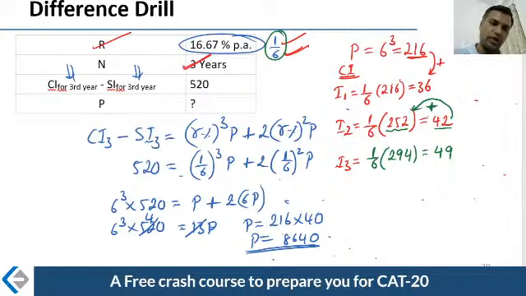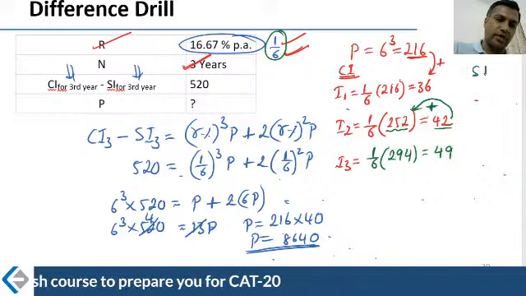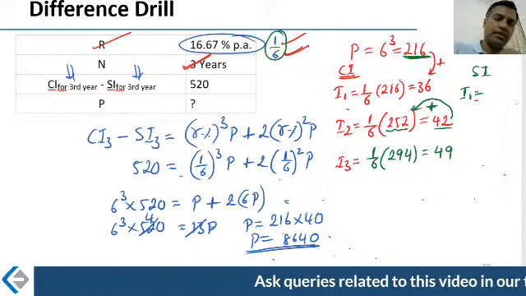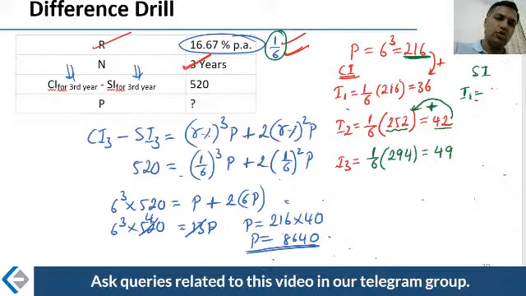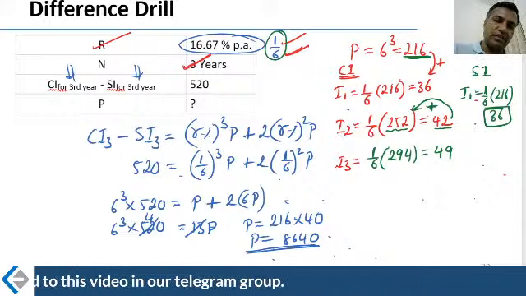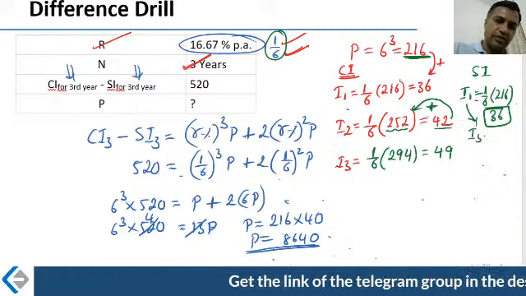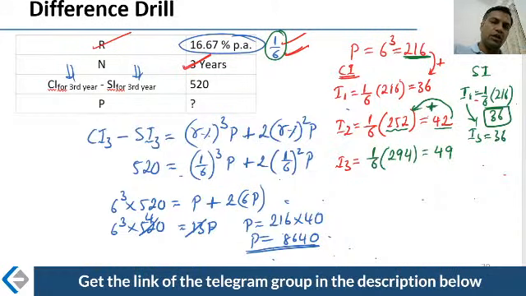Good. But what is the simple interest for the first year, friends? Let me go to SI. What is the interest for the first year? What is the principal? 216. That is not going to change. So 1/6 of 216 is nothing but 36 rupees. Now, what is the interest for the third year? It is the same as the interest for the first year, which is 36 again.